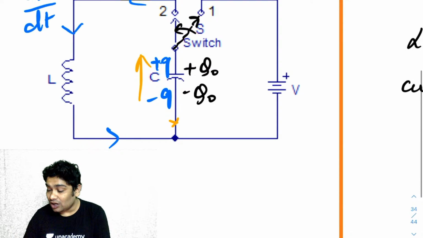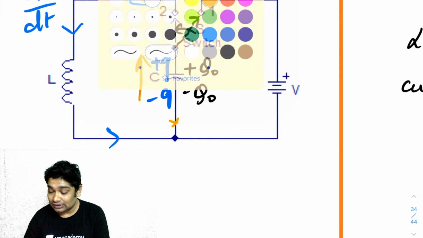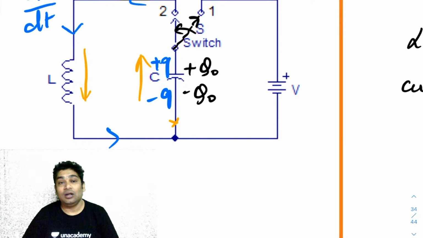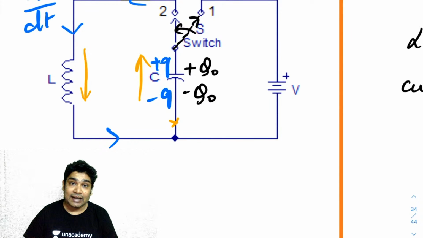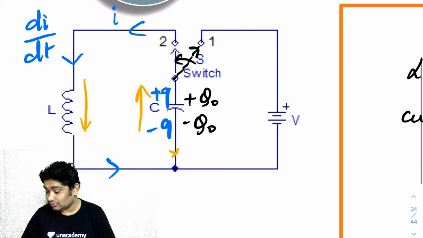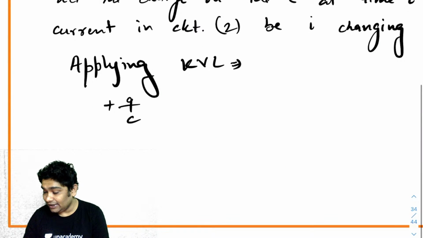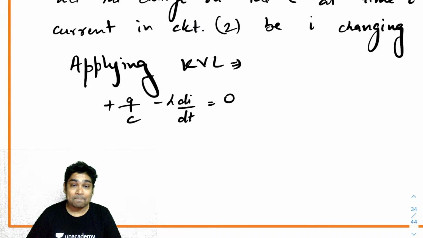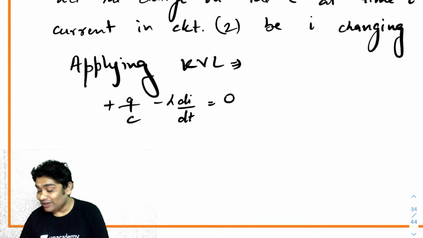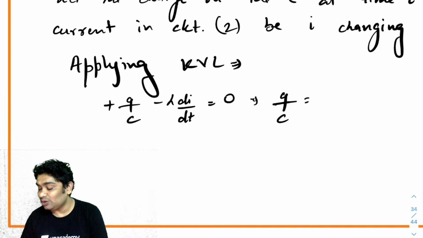Now, when I cross this inductor in the direction of the current, the change in potential would be minus L di by dt. Correct? So I will write minus L di over dt, and this would be equal to 0, right? One small thing, I can also say q by C is equal to L di over dt.